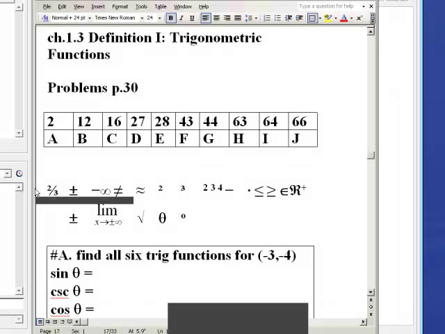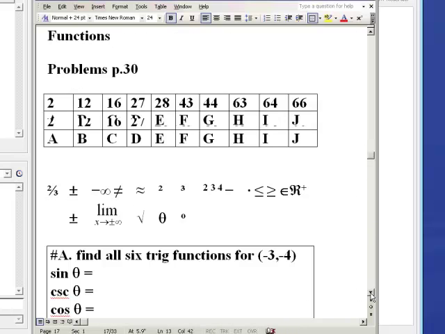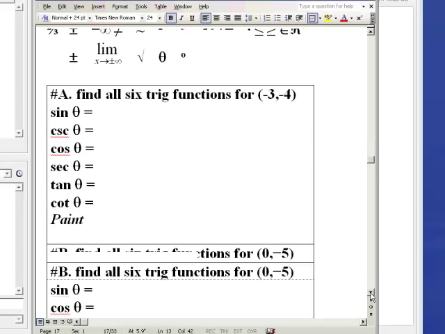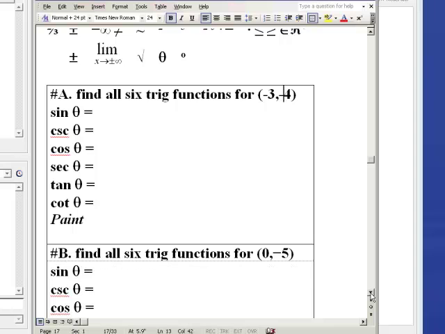Welcome to this exercise section on trigonometric functions. And we're going to do quite a few problems. We're going to start out with this one, where it says, find all 6 trigonometric functions of theta if the given point -3, -4 is on the terminal side of theta.